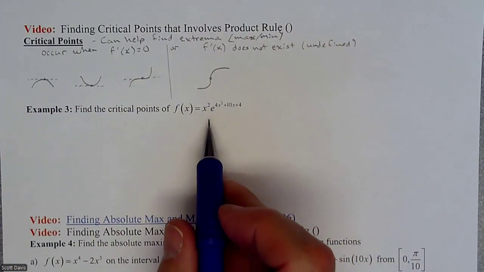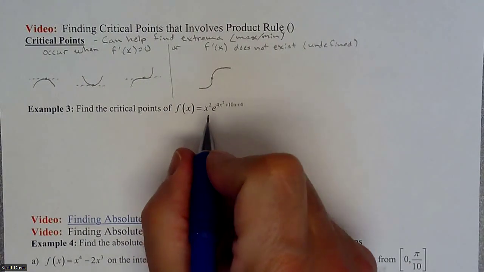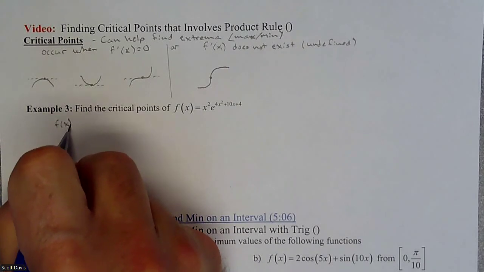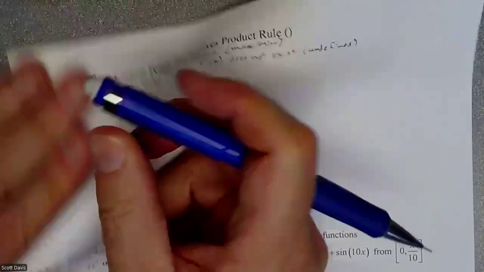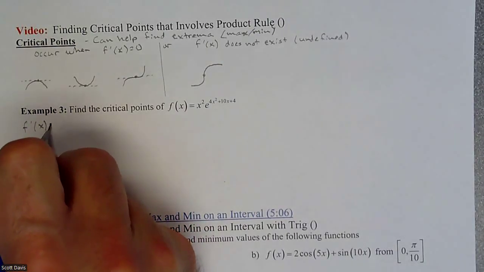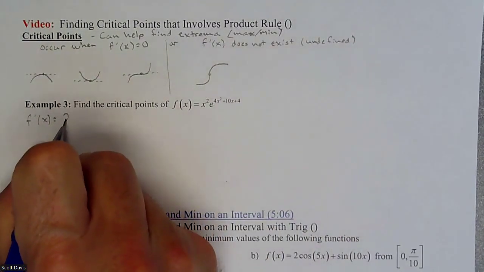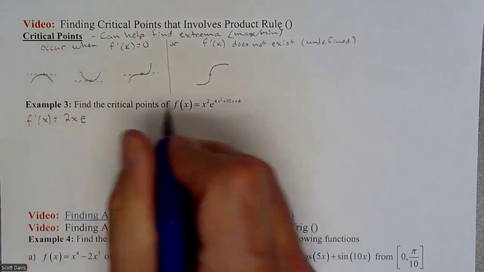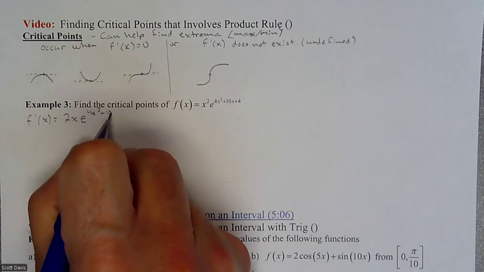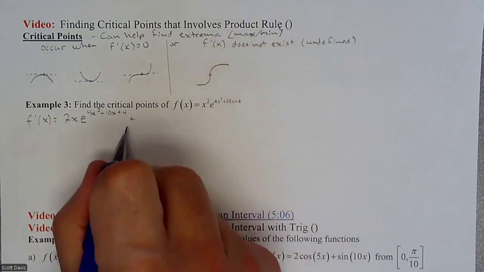And so let's do an example. We're going to take the derivative of this, set it equal to 0, and figure out our critical points. If we do the derivative of this, we have a product rule. So we're going to do the derivative of the first times the second. That's going to be 2x e to the 4x squared plus 10x plus 4, plus the first times the derivative of the second.